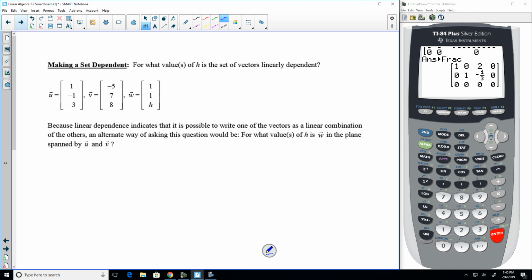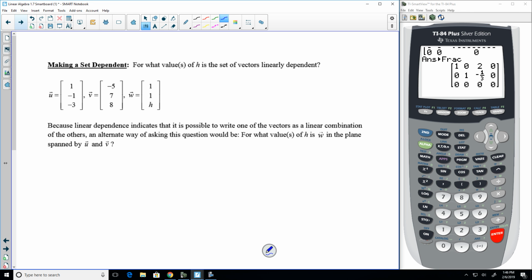So this says, because linear dependence indicates it's possible to write one of the vectors as a linear combination of the others. An alternate way of asking the question would be, for what values of h is w in the plane spanned by u and v? Right, so if I span u and v, I get a plane, and is w in that plane? And for what value of h would w be in the plane? Now we can look at it and try to see, is there a way that we can come up with a linear combination of u and v to equal w and see how it would work to get h.